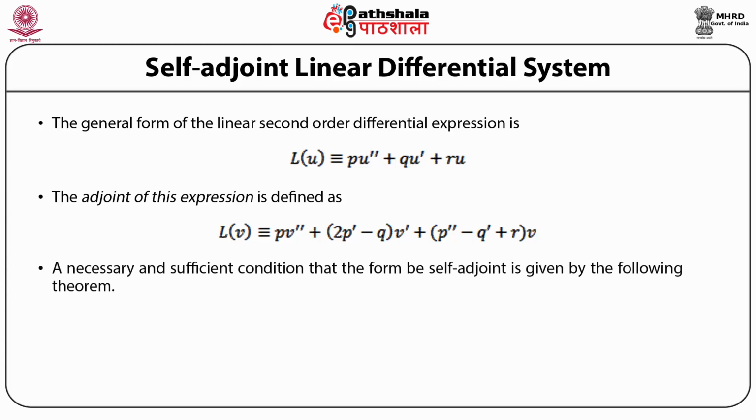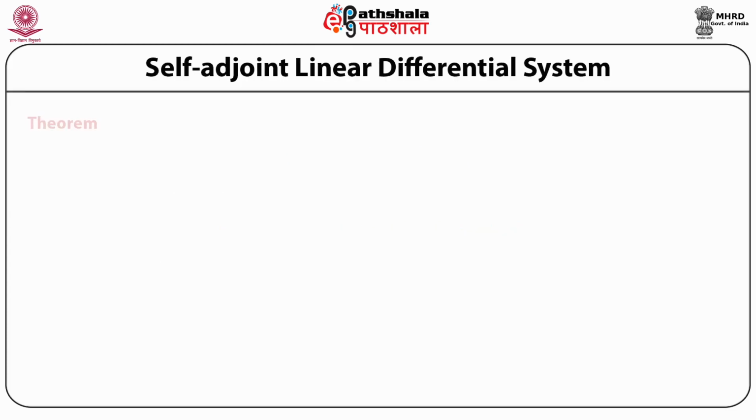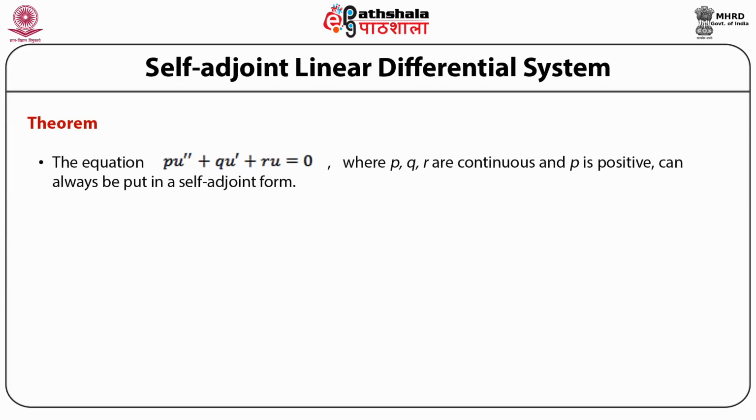A necessary and sufficient condition that the form be self-adjoint is given by the following theorem. The theorem states that the equation p into u double prime plus q times u prime plus r u is equal to 0, where p, q, r are continuous and p is positive, can always be put in a self-adjoint form. Now, the proof is given as follows.